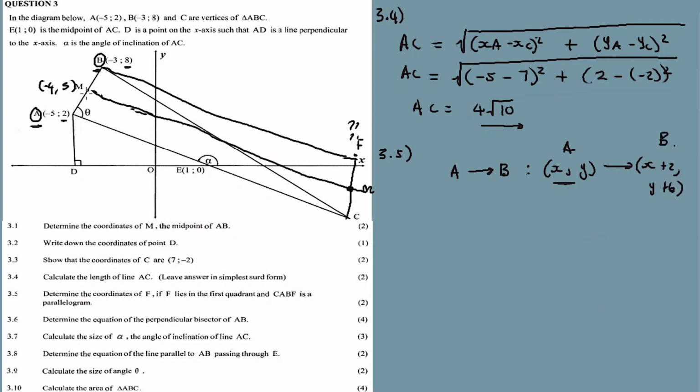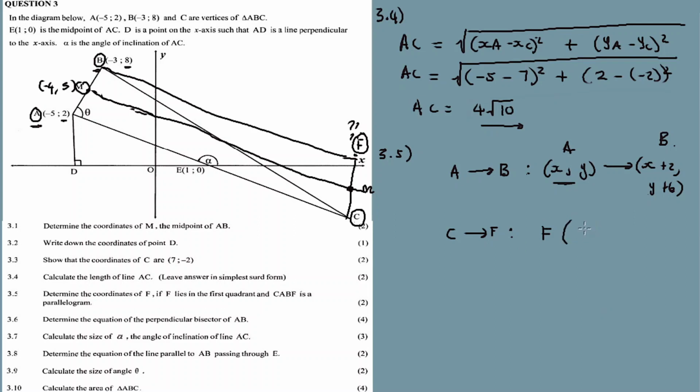Of B. Because of this midpoint, when I stretch out all the way up to here, I also get a midpoint between F and C. The same transformation will happen here from C to F. So the coordinates of C will transform to F by this rule, where x plus 2, y plus 6. So the coordinates of F as well.